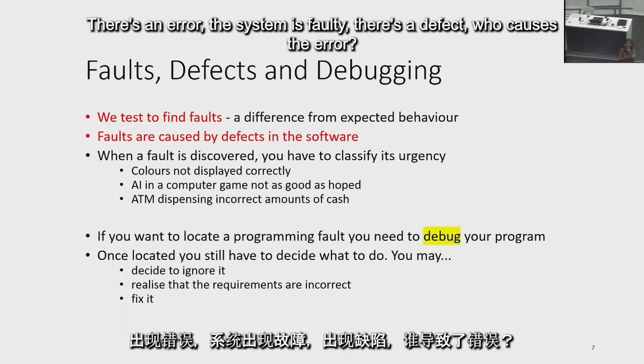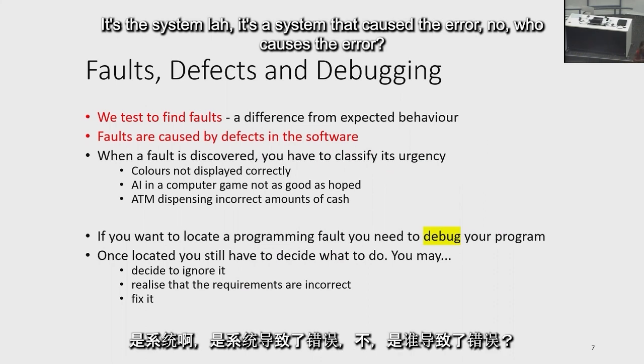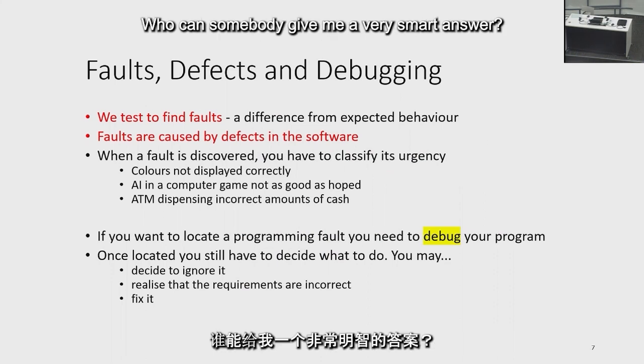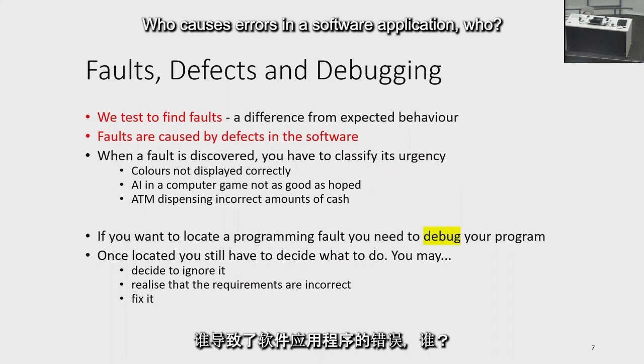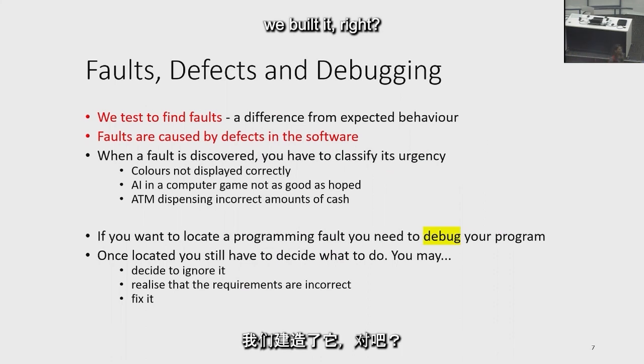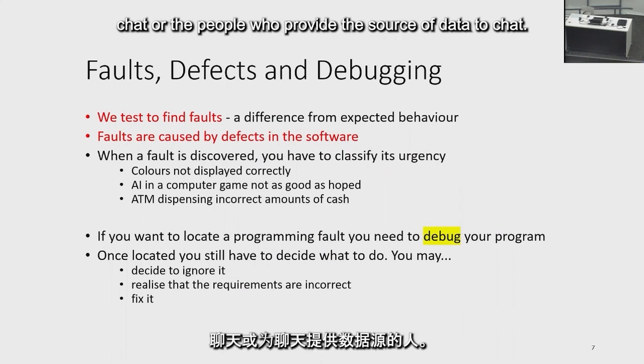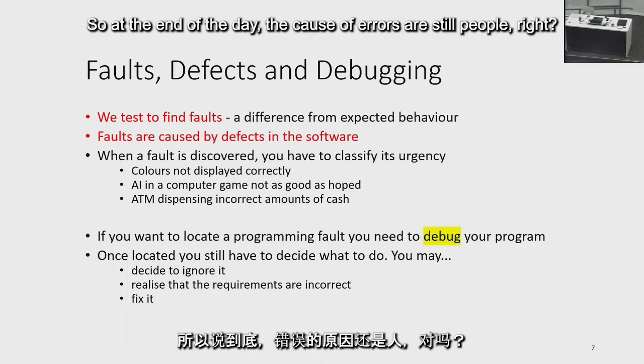There's an error, the system is faulty. There's a defect. Who causes the error? Are you going to do what every human being says? It's the system lah. It's the system that caused the error. No, who causes the error? Can somebody give me a very smart answer? Who causes errors in a software application? Who? Programmer equals people. Yeah, we have to blame ourselves. Sorry, cannot blame the application. We built it. Right? If ChatGPT is not helping you very well, don't blame Chat. Blame the people behind Chat or the people who provide the source of data to Chat. So at the end of the day, the cause of errors are still people.